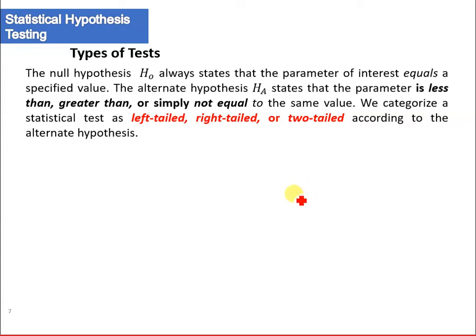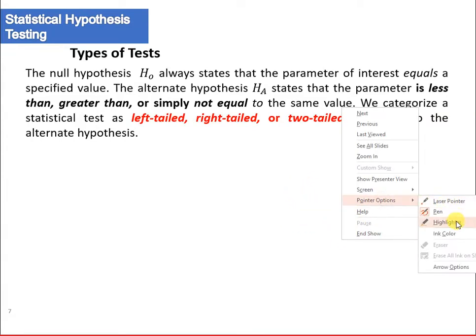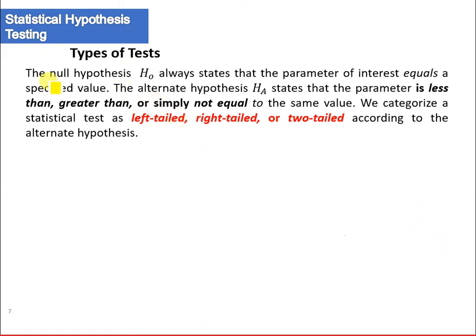Now we talk about the types of test. What are the different types of test involved in hypothesis testing? The null hypothesis is always denoted by H naught, and it always specifies that it equals a parameter, as we saw in the previous examples.